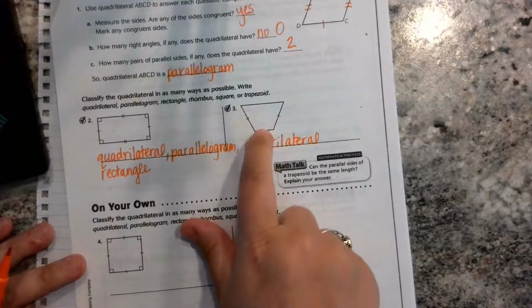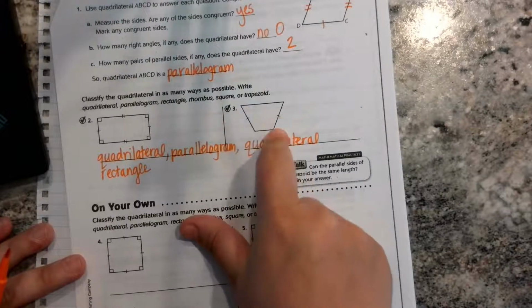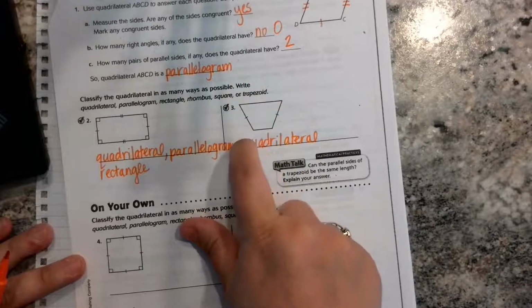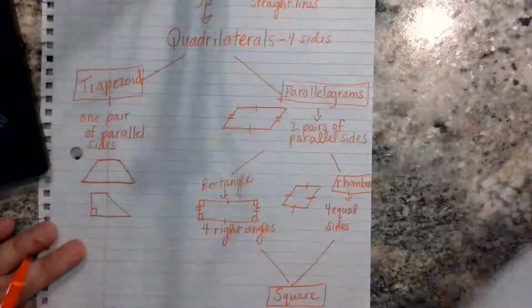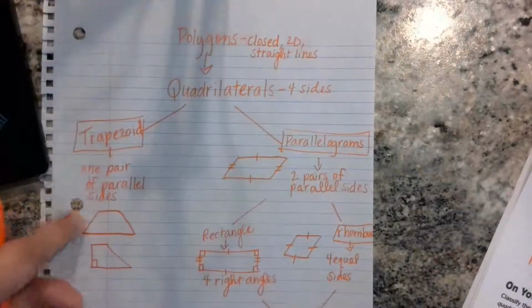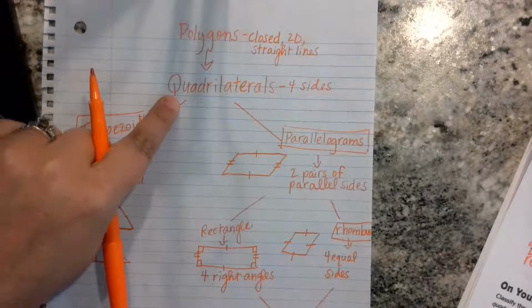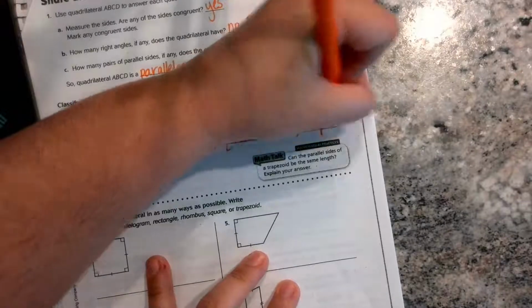Alright, then this one, we know it's a quadrilateral, and this side is congruent to this side, and it looks like these sides are parallel. So, I'm going to say that looks an awful lot like the trapezoid that I drew here, which means that the only other name we can give to it is quadrilateral. So, this is a quadrilateral and a trapezoid.